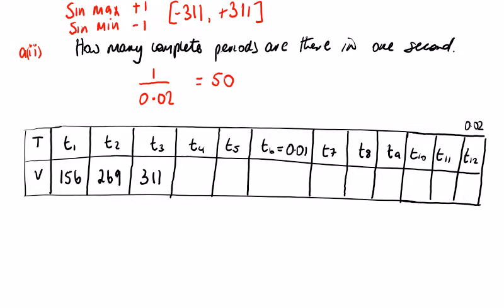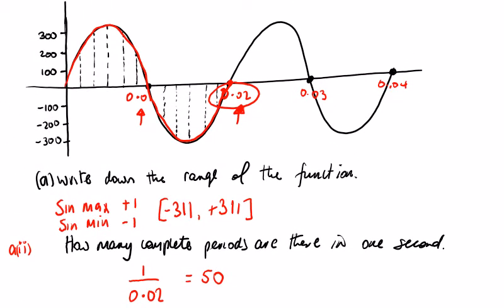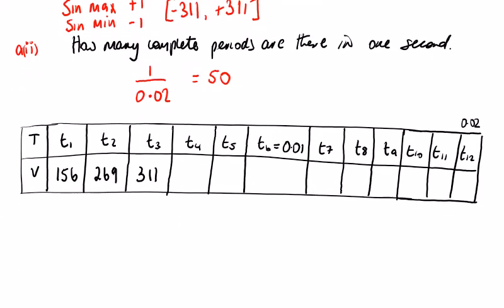So we're just given these first 3 values, but if you look up at the graph, we're given this value here, we're given this one, and we're given the max here at 311. Now this one here has to be the same as this one here, and this one that I'm going to has to be the same as the first one. And then similarly, we just have the negative versions of those going down. So you should be able to see here the pattern: 156, 269, 311. So the next one is going to be 269. Then we're back to 156.